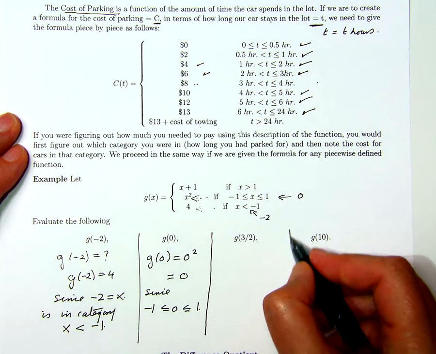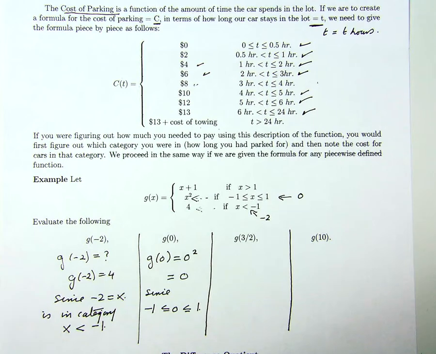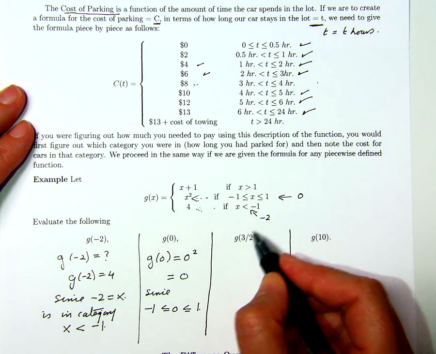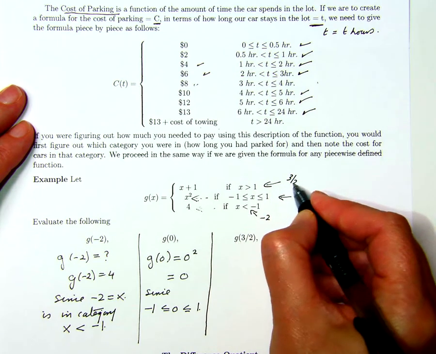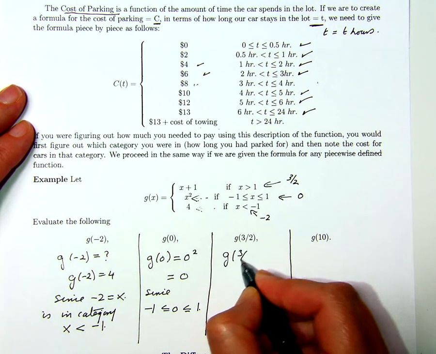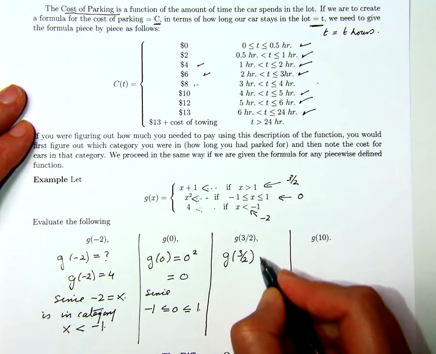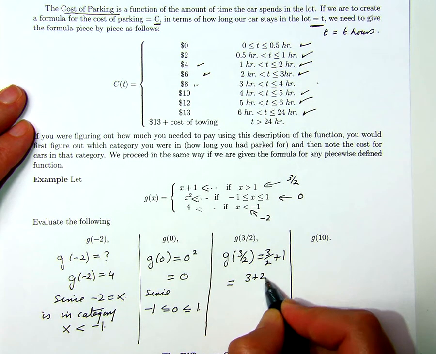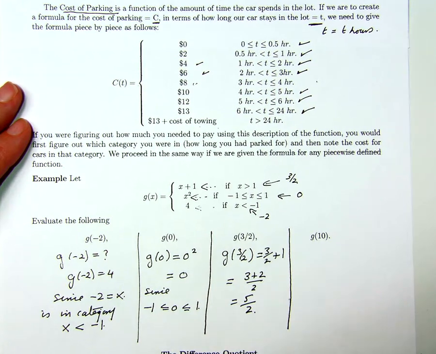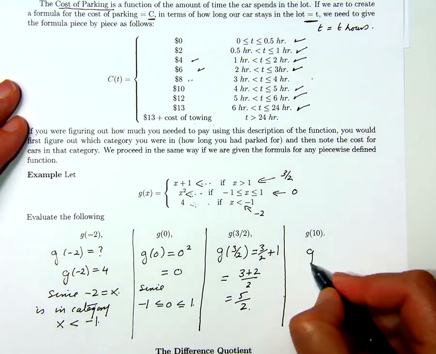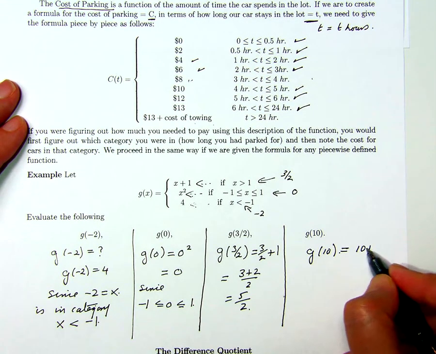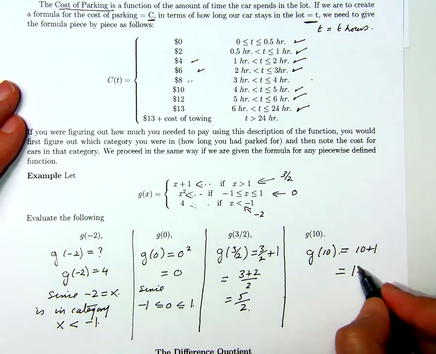What about g of 3 over 2? And again, of course, you should try to calculate these and then look at the answers later. Well, first we figure out which category 3 over 2 is in. It's bigger than 1. So g of 3 over 2 must be 3 over 2 plus 1. And that's equal to 3 plus 2 over 2, that's 5 over 2. And of course, g of 10 is bigger than 1, so g of 10 is 10 plus 1, which is 11. Pardon me, 11, not 1.